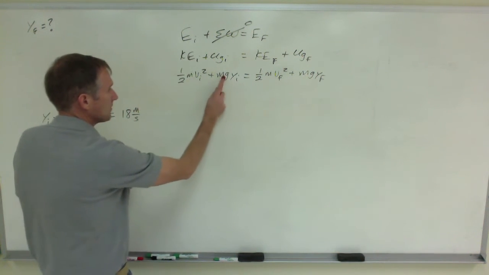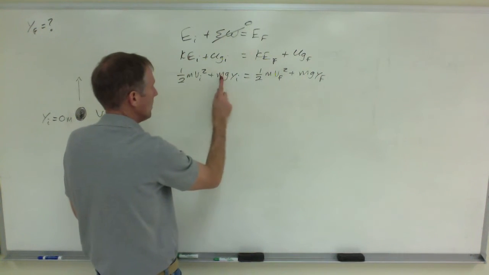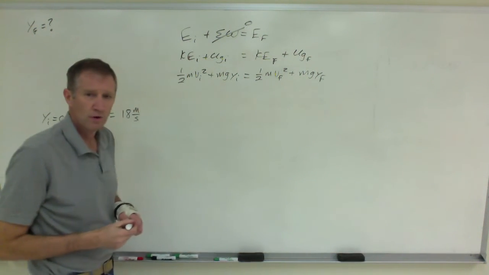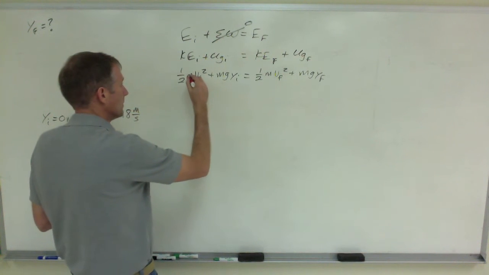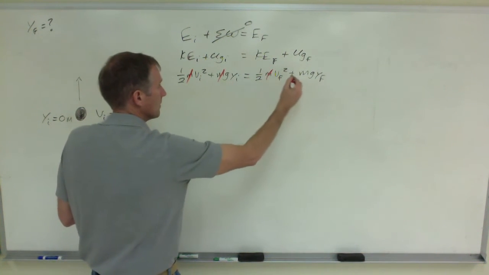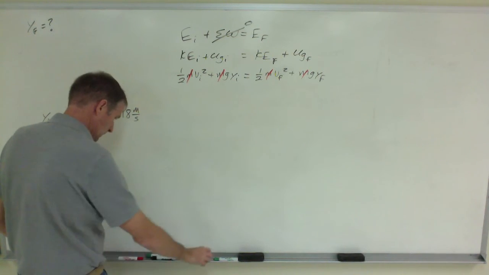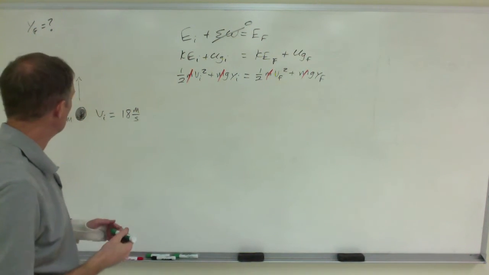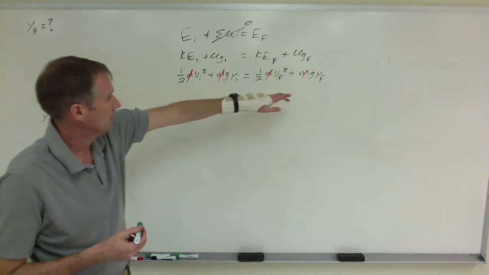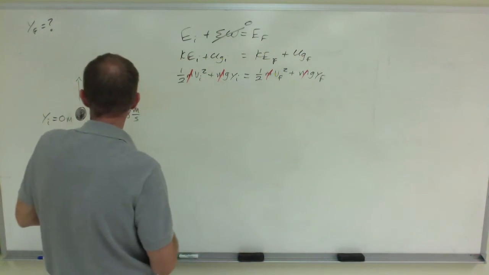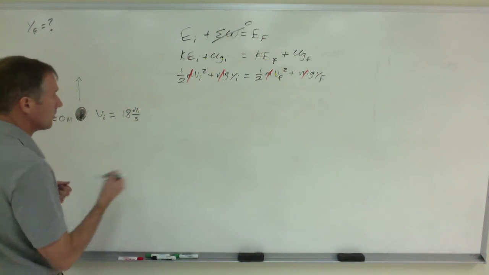Notice that you have mass common to every term, and when that's true, you can cancel it. Now we solve for whatever it is we're looking for. I'm looking for the final height. The other thing I can do, by the way, is cross out anything that's 0.